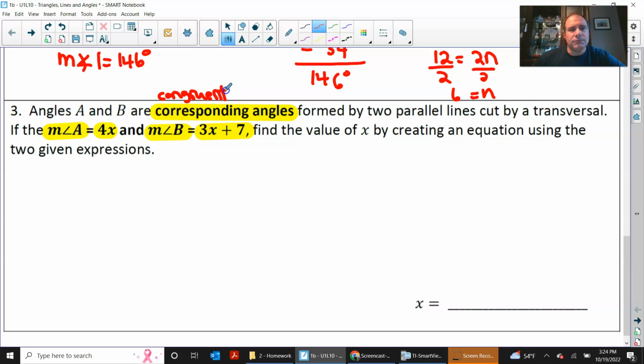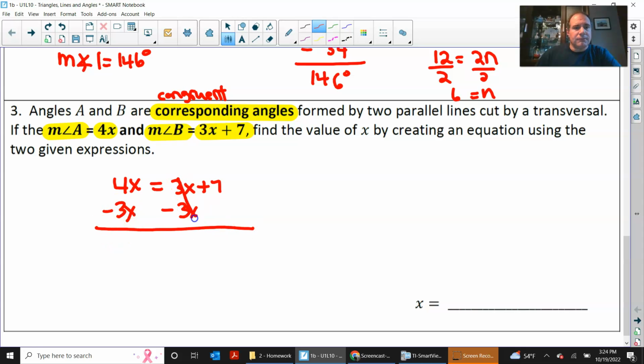Congruent means equal to each other. So we have this 4x. We're going to put the 4x on the page equals 3x plus 7, because remember, they are congruent angles. So then we just go ahead and solve. This cancels. X equals 7. Find the value of x. X equals 7. And that is it for number 3.